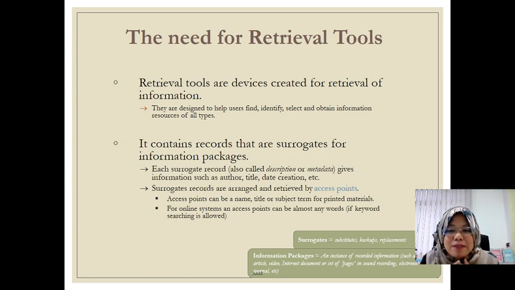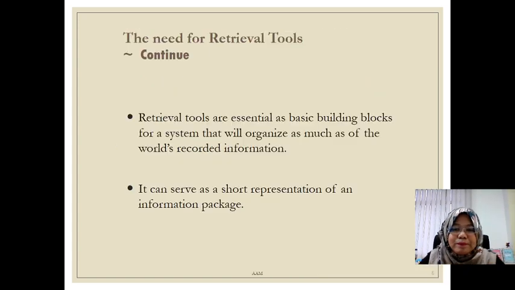Surrogate means substitute, backup or replacement. Meanwhile, an information package is an instance of recorded information such as a book, article, video, internet document or set of pages, sound recording, electronic journals and so on. The need for retrieval tools is essential as a basic building block for a system that will organize as much of the world's recorded information as possible. It can serve as a short representation of an information package.